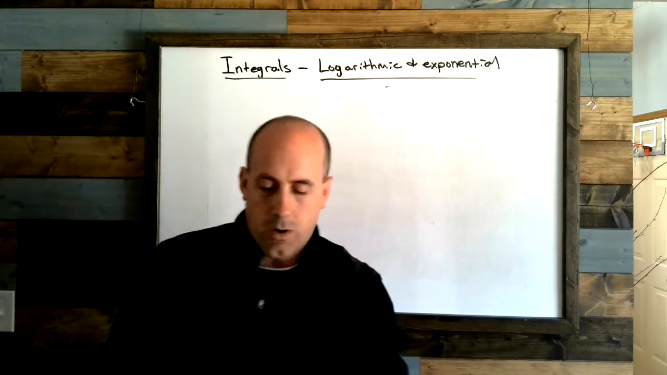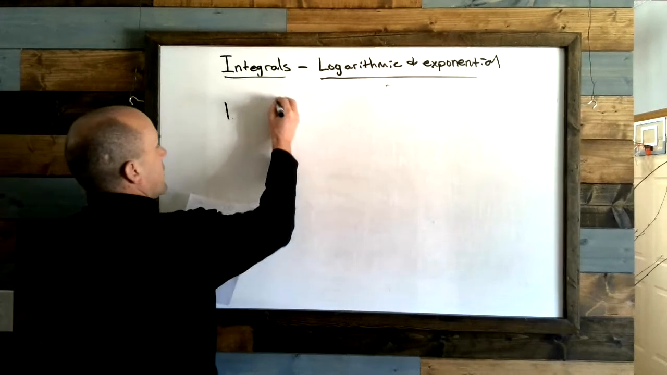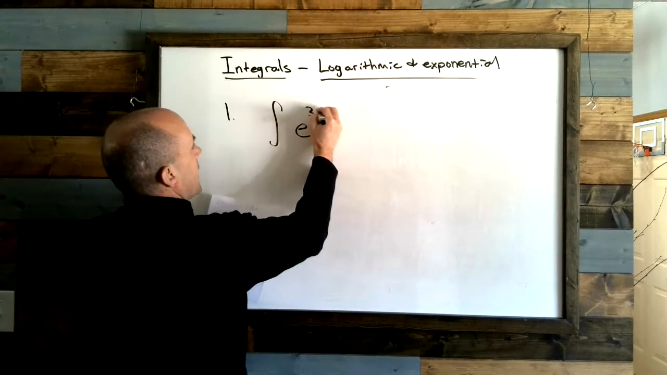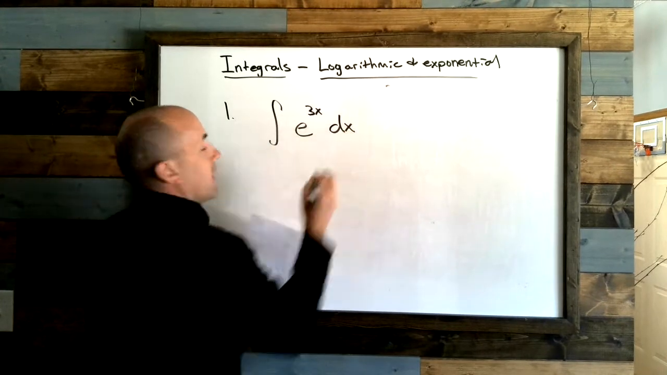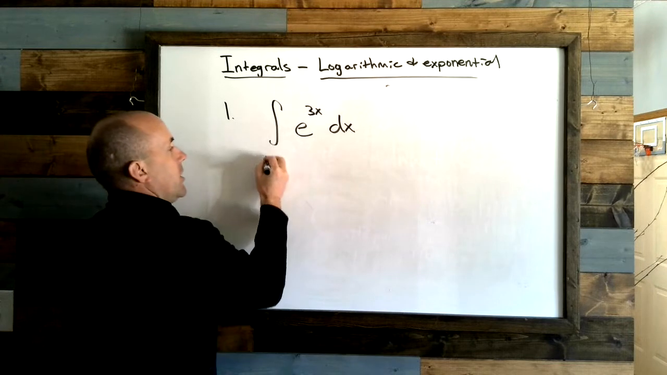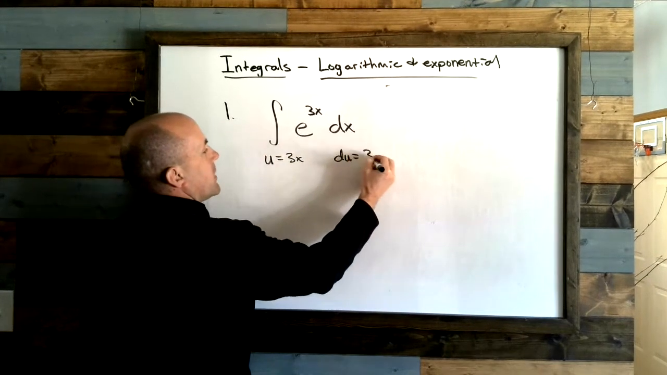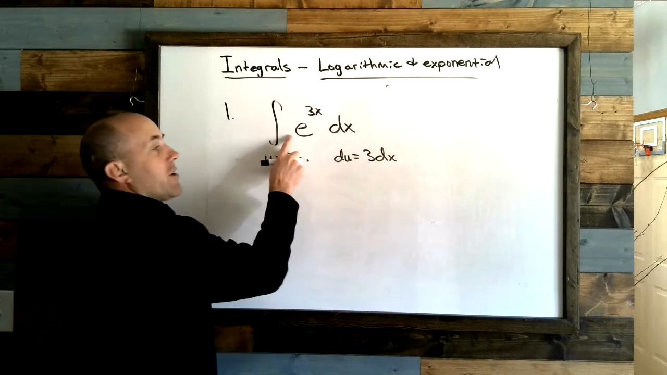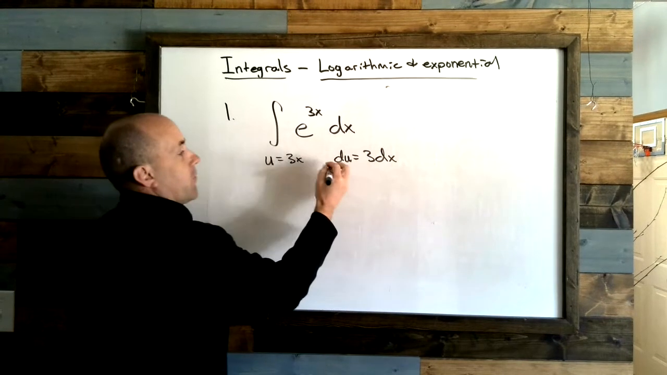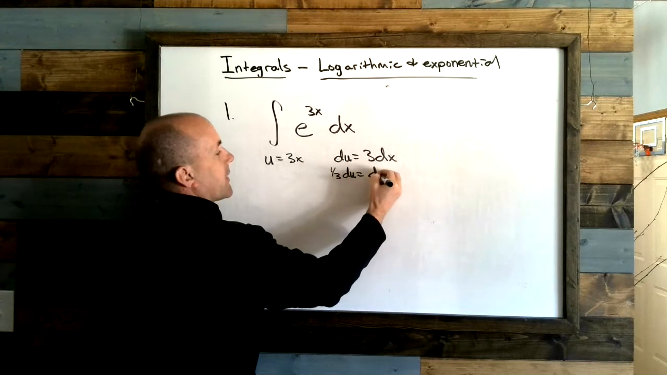Okay, so I'm going to start out with a couple. The first one is the integral of e to the 3x dx. Now, this situation is just slightly different. We are going to use substitution. u is equal to 3x, so du is equal to 3 dx. I do not have a 3, so therefore 1/3 du is equal to dx.